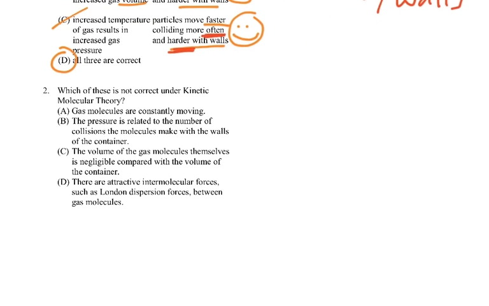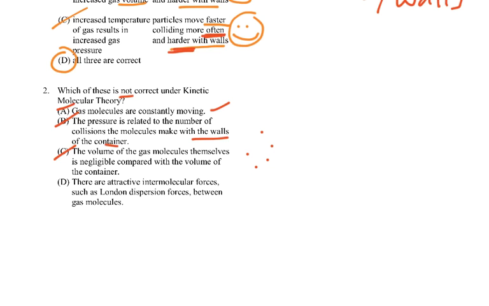Number 2, which of these is not correct under kinetic molecular theory? Gas molecules are constantly moving. No, that's fine. Remember, we're looking for things that are not correct, so that's a good one. The pressure is related to the number of collisions the molecules make with the walls of the container. That's good, so that's not the answer. The volume of gas molecules themselves is negligible compared with the volume of the container. That's true. We're saying that the particles are like little points. They don't have any volume.